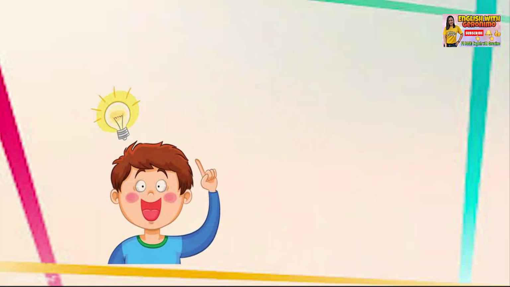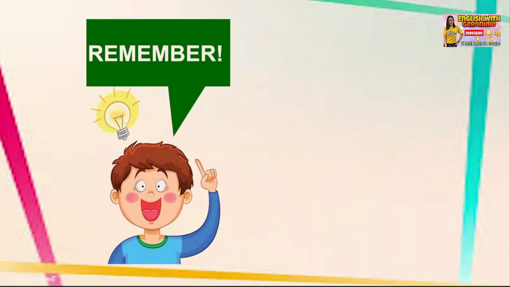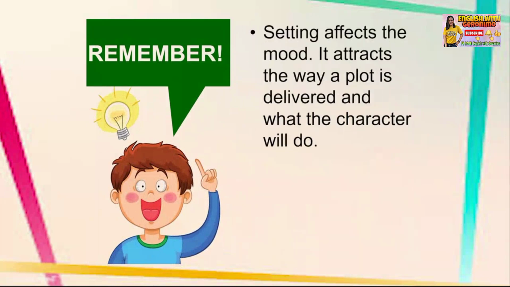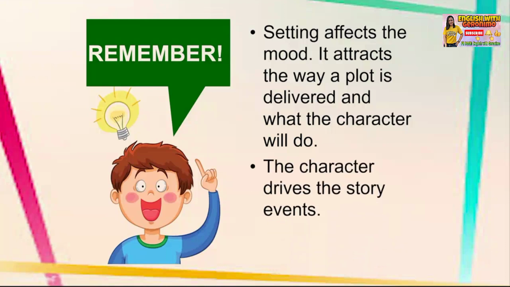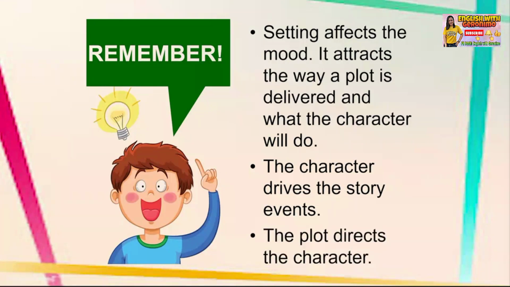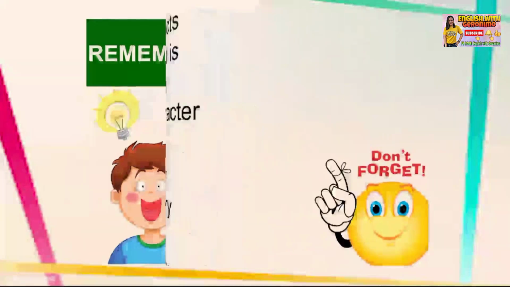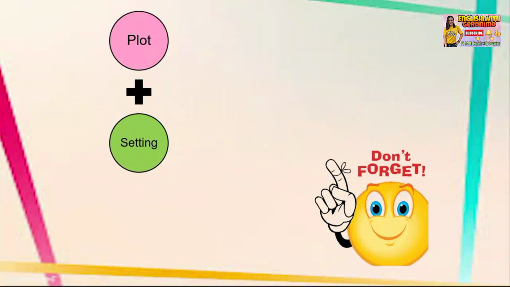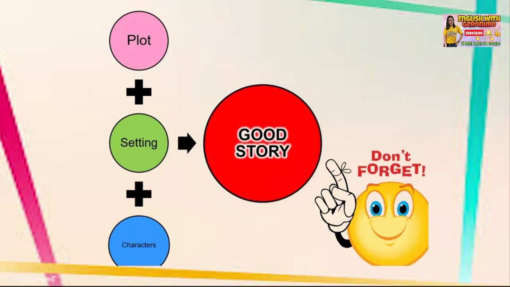To sum up everything that we have talked about in this lesson, let us always remember that setting affects the mood, it affects the way a plot is delivered, and what the character will do. The character drives the story events. The plot directs the character. Don't forget, the plot, setting, and characters are united with one another and will make up one good story.